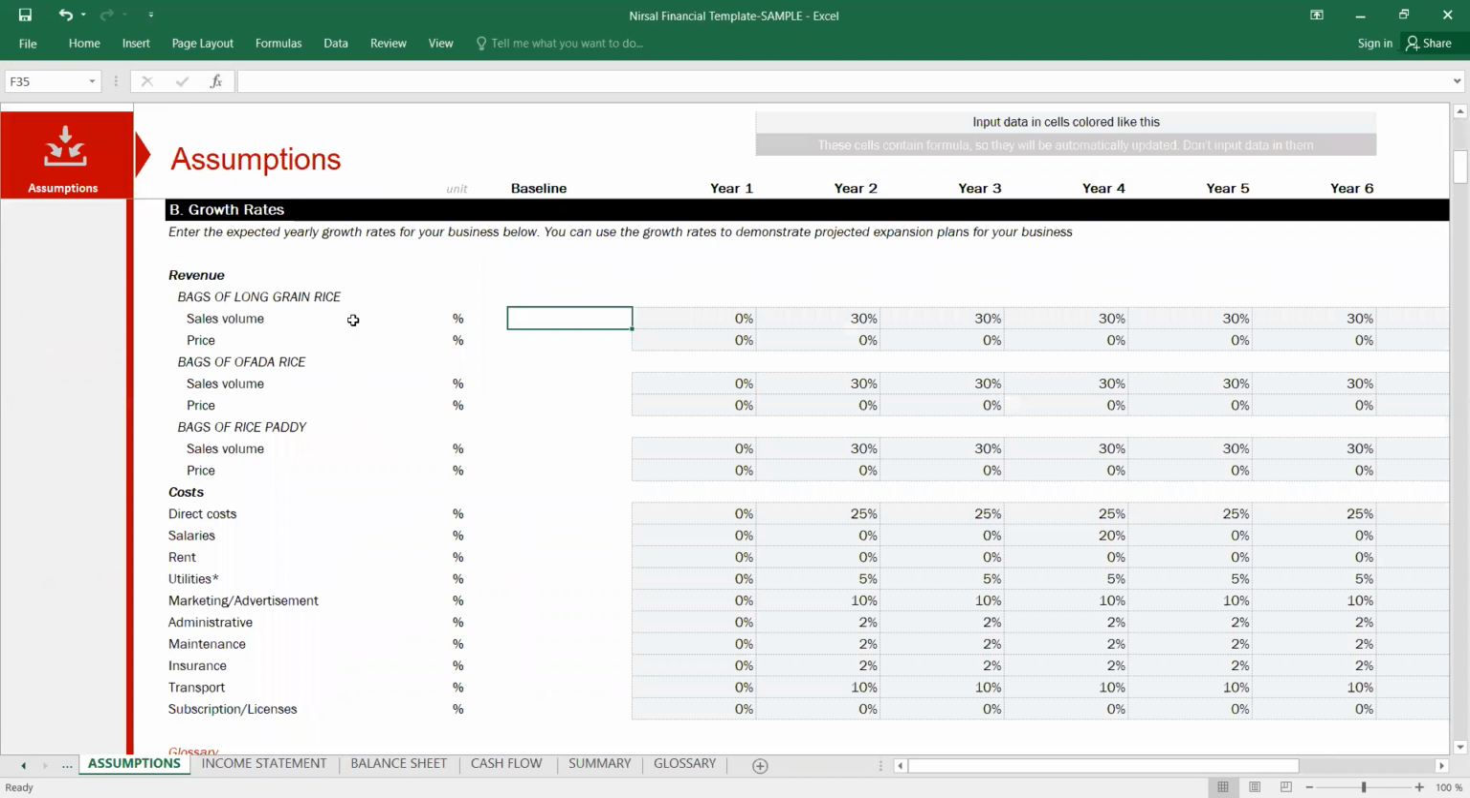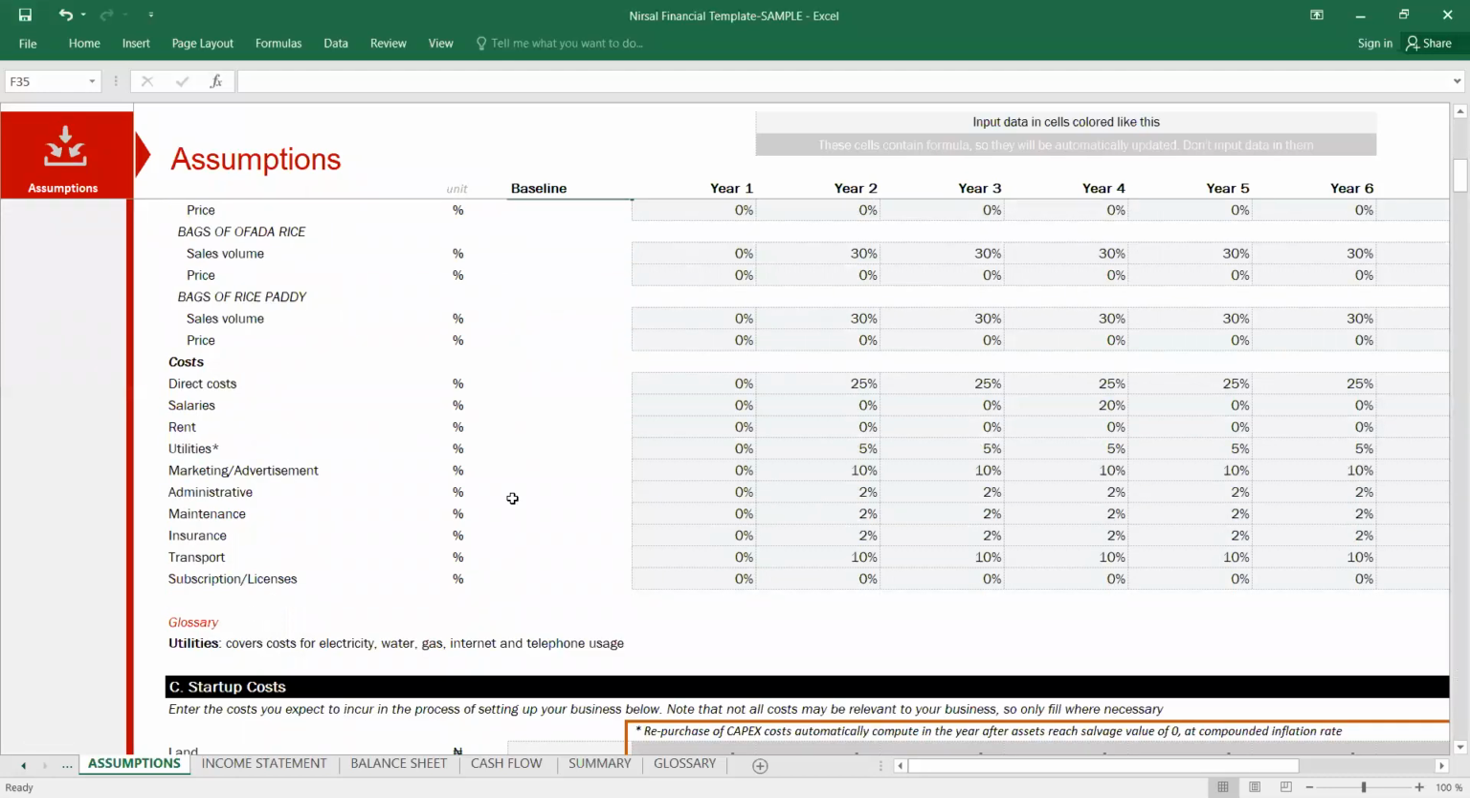So after you are done with your revenue stream, which is your bag of rice, bag of other rice, and how it's going to grow in terms of percentage, then costs, direct costs. Direct costs have to do with your raw material, your direct labor, and your direct transportation. So how will it increase? Will it increase by 5% or by 10%? This person used 0 throughout. Then it said that this one will be increased by 25%.